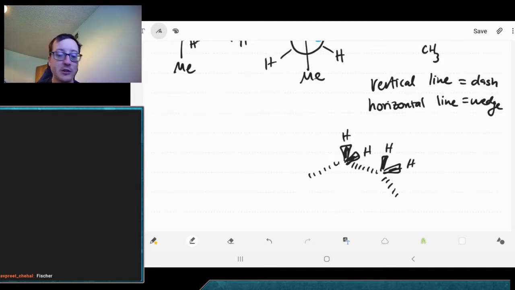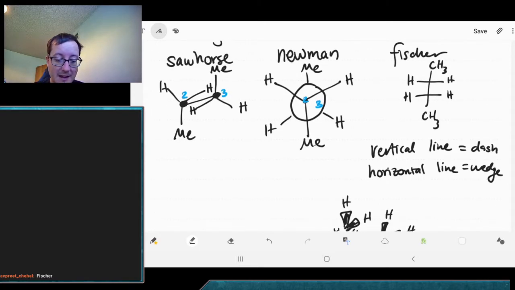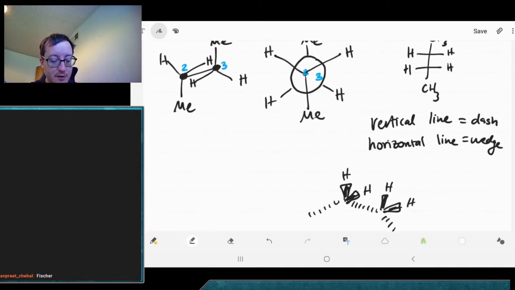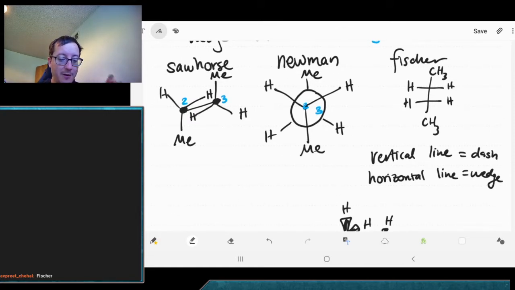So Fischer projections are a little bit harder to see right now. We'll talk about making them a little bit later, but I just do want to start with putting them all out there so we'll see the various things we're going to look at when we look at projections of molecules. Alright, so again, with a Fischer projection, everything that's vertical, pretend it's a dash.